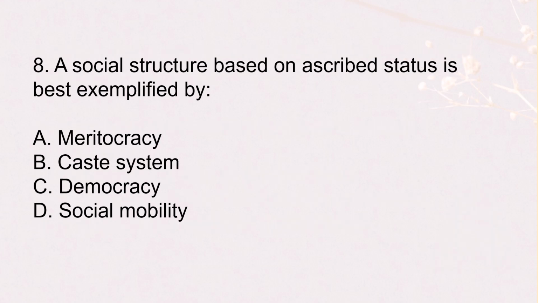Number eight, a social structure based on ascribed status is best exemplified by letter A, meritocracy, letter B, caste system, letter C, democracy, or letter D, social mobility.